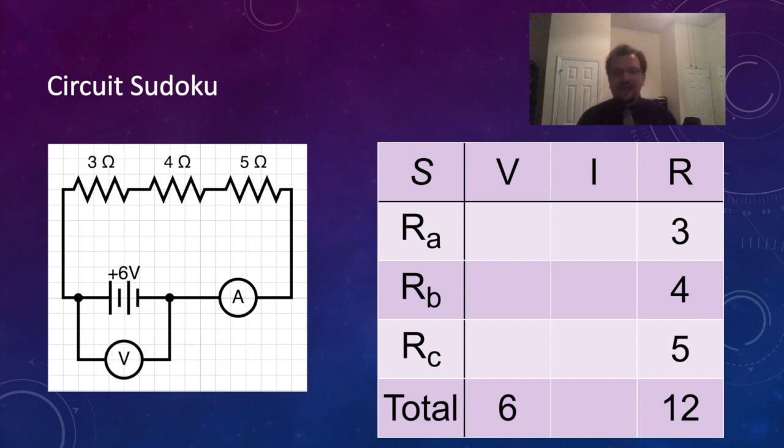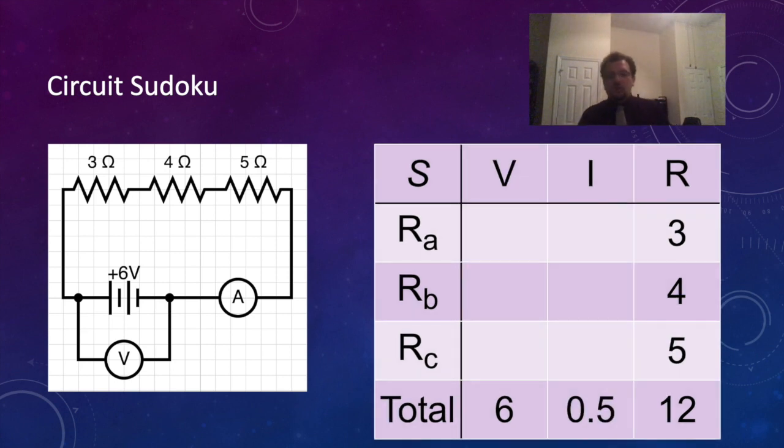And now what we have down here at the bottom is our total. We can now use Ohm's law to calculate what the current's going to be. The total current has to be 0.5 because V equals IR. The I is going to be the voltage divided by the resistance. 6 divided by 12 is going to be 0.5.